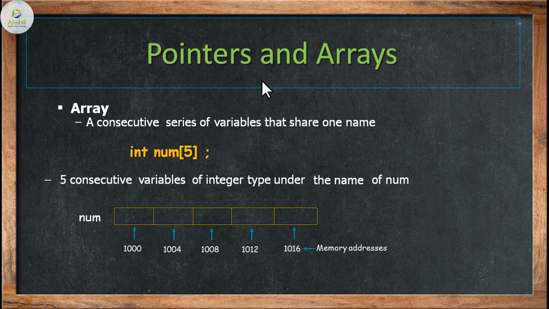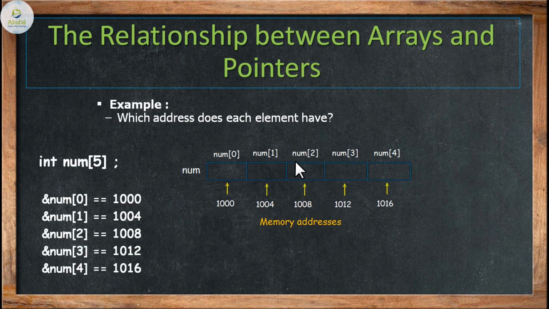Now, how can a relationship between an array and a pointer be established? For example, which address does the element have? Does it have num[0], num[1] or num[4], or does it have the memory address? Whenever I refer to the address of num[0], it will tell me 1000. Num[1], it will tell me 1004. Num[2], 1008. Similarly, num[4], 1016. This is how we can refer to the addresses of the array.